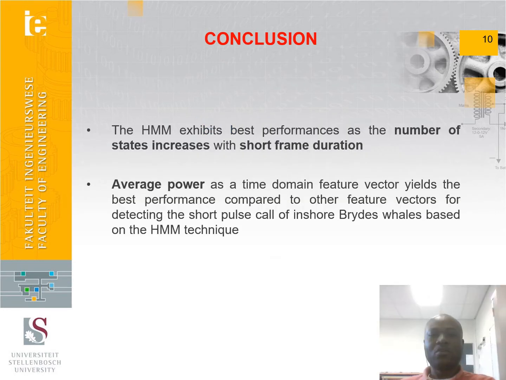We can therefore conclude from our results that, one, the HMM exhibits best performance as the number of states increases with short frame duration. And secondly, we can conclude that average power as a time domain feature vector has yielded the best performance from our simulation compared to other feature vectors for detecting the short pulse calls of inshore Bryde's whales based on the HMM technique.